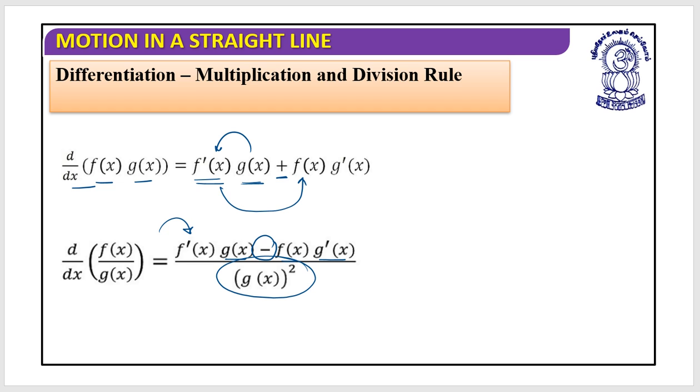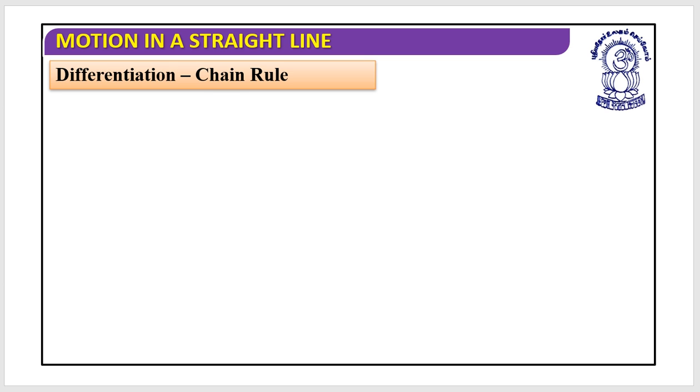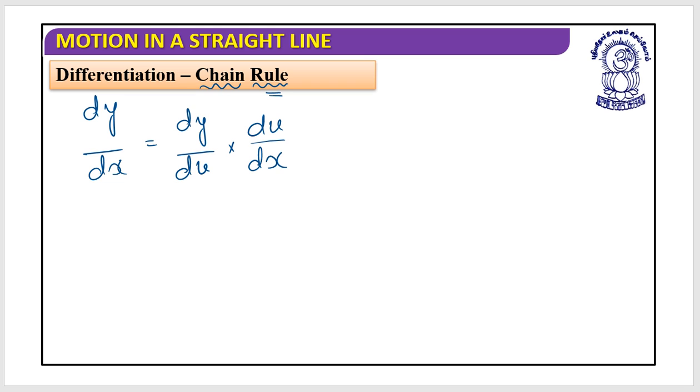Now let's look at the new rule. It's the chain rule, very interesting, and sometimes students find it too difficult. I don't know why, but let's look. Suppose a relation looks like this, dy by dx. Can I write it like this: dy by du multiplied by du by dx? Look at this very carefully. This is the chain rule. Very simple, very simple.